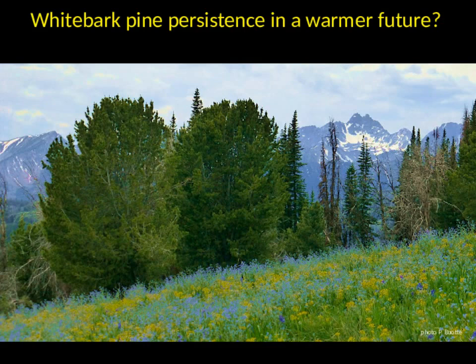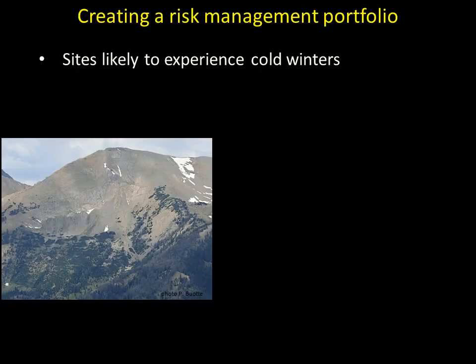Then how can this inform what people are already doing and thinking about in terms of management? I think about it as a risk management portfolio, because we don't know very much, really, in the greater scheme of things. And so I think there are a couple of things we could do. One is to focus on sites that are likely to experience cold winters. That can be simply from elevation, or you know that there are places that have cold air drainage where it's just cold. For any particular location, that's not something that a global climate model will ever be able to pick up, but it's something that we know because we've been on the ground. So I think that's an important consideration for keeping beetles out.